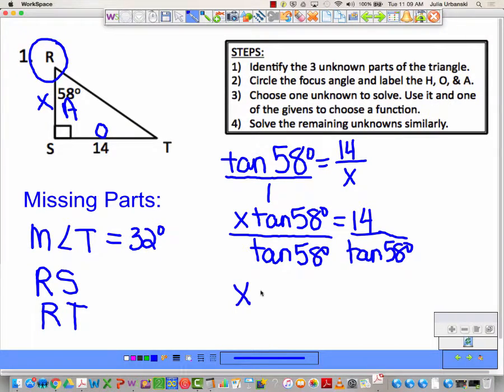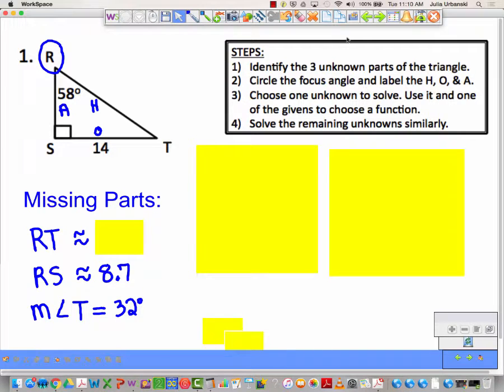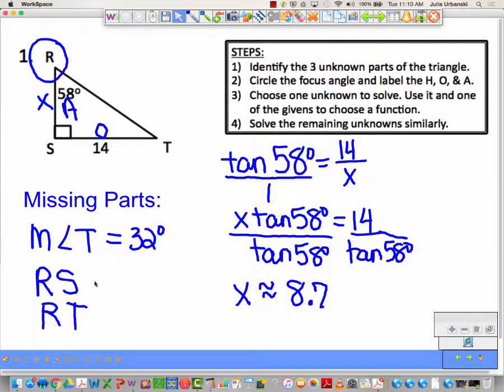So take your calculator, this one's going to be estimated, and do 14, and then divided by, find the tangent of 58, however your calculator works, and hit equals. Let's see what we get. 8.7. Does everyone's calculator agree? 8.7. Does anybody have a question on finding that?